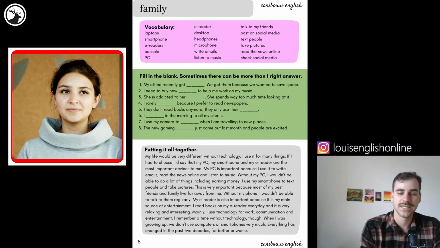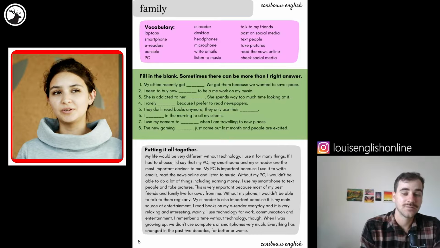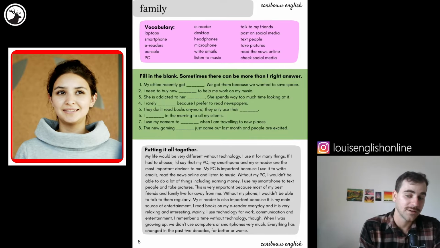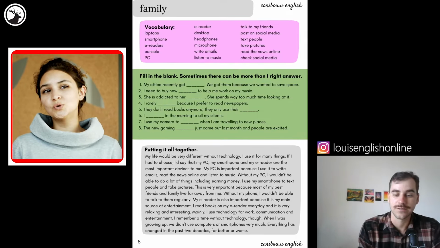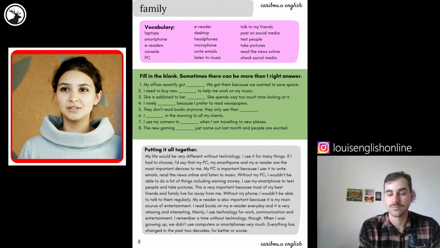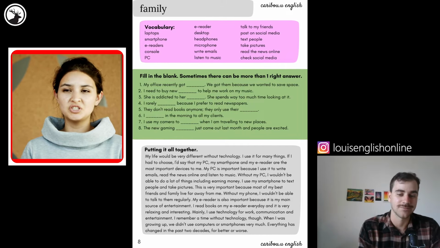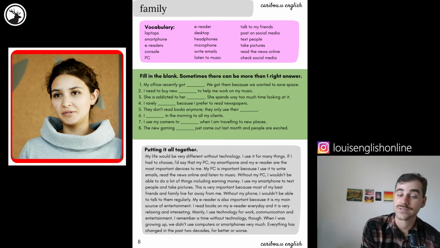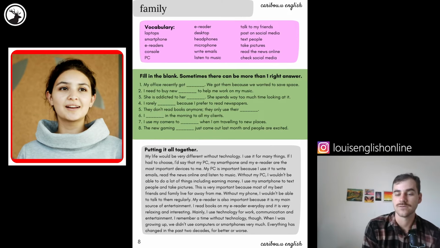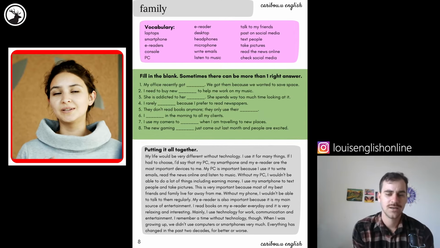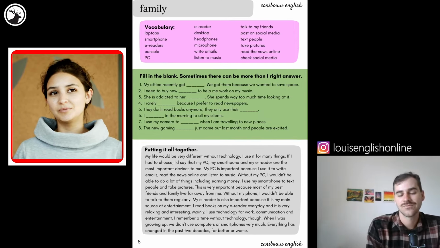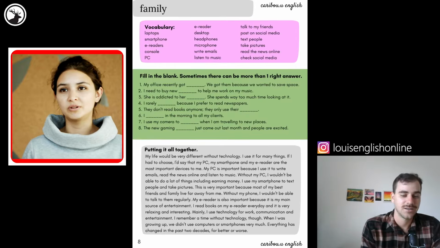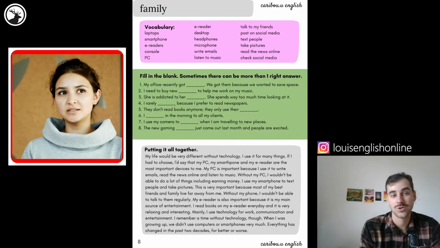I use my smartphone to text people and take pictures. This is very important because most of my best friends and family live far away from me. Without my phone, I wouldn't be able to talk to them regularly. My e-reader is also important because it is my main source of entertainment. I read books on my e-reader every day, and it is very relaxing and interesting. Mainly, I use technology for work, communication, and entertainment. I remember a time without technology, though. When I was growing up, we didn't use computers or smartphones very much. Everything has changed in the past 2 decades, for better or worse.